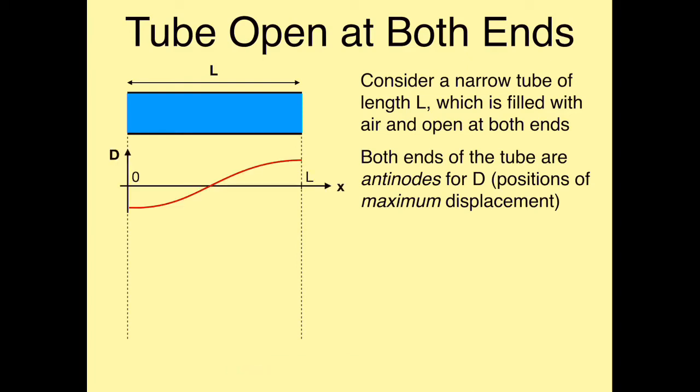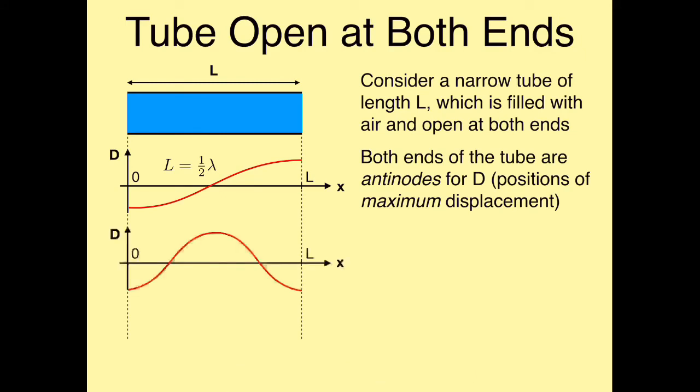Well, the first thing I would think of is we could have an antinode over here and then half of a wavelength, which gives us another antinode over here. That would work as one of the possible standing waves. So in this case, the length of the tube is half the wavelength of our standing wave. That's one possibility.